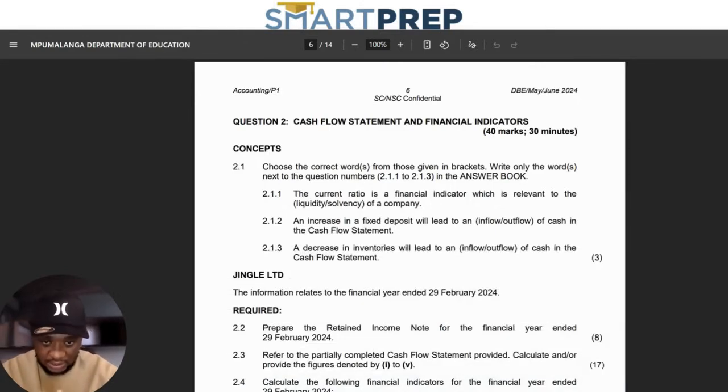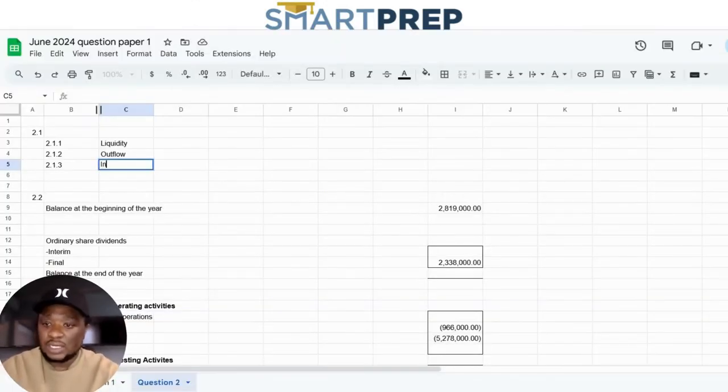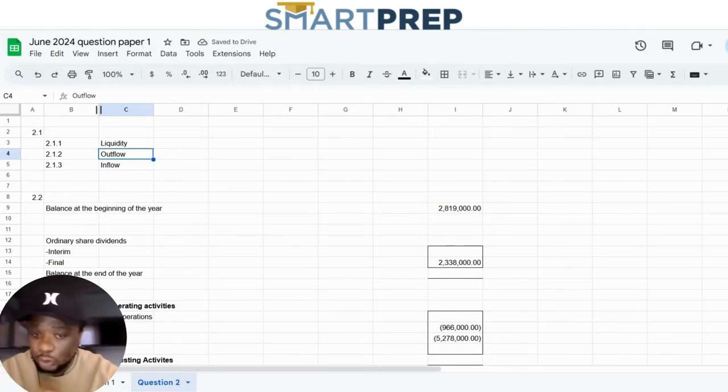Okay, third one, a decrease in inventories will lead to an inflow or outflow of cash in the cash flow statement. Well, decreasing inventories implies that inventory is being sold, and if inventory is being sold, especially for cash, that basically generates cash. And so in this case, we would then say an inflow. Okay, cool. I hope those were easy for you. If they aren't, then you really need to lock in your ratios and also understand just the basics of the cash flow. But we're going to go through a cash flow here, so that will be good for us to basically check out.